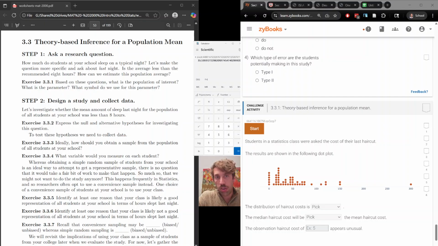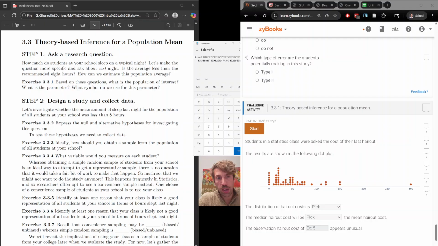So based on these questions, what is the population of interest? What is the parameter? What symbol do we use for the parameter? That's all review. So hopefully you're able to get that, or you can review the previous sections. Okay, for number 2, express the null and alternative hypothesis for investigating this question. So go ahead and do that. That's also kind of review from last section.